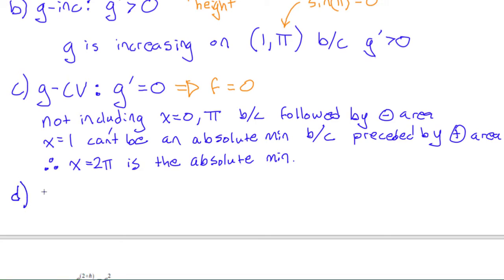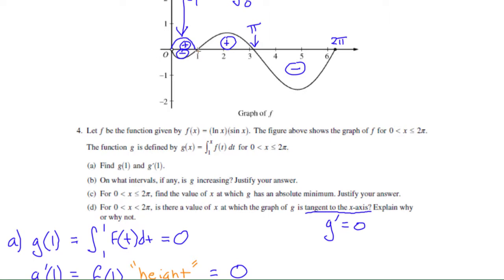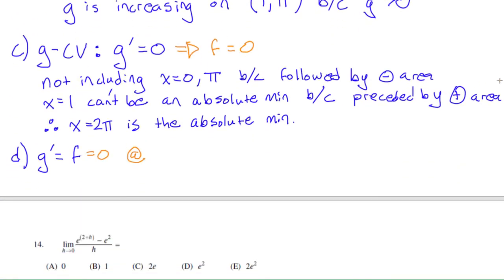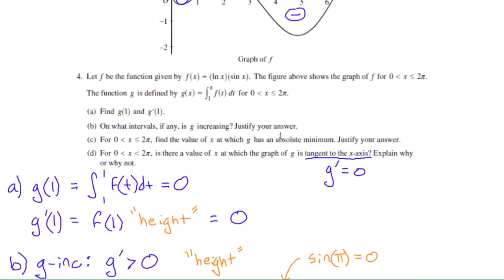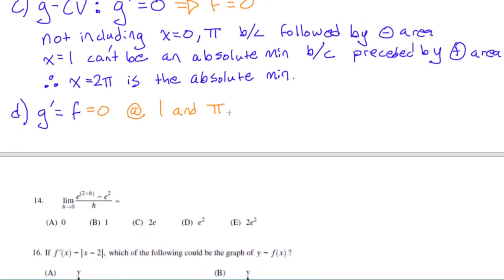So for D, g prime is the same thing as f. And f is equal to 0 where? At those 2 points, at 1 and pi. Also 2 pi. It's a closed dot. Oh yeah, and it is including the 2 pi. So at 1, pi and 2 pi.